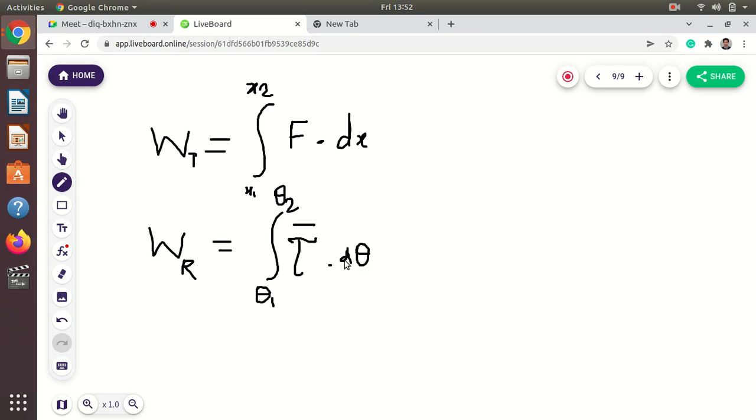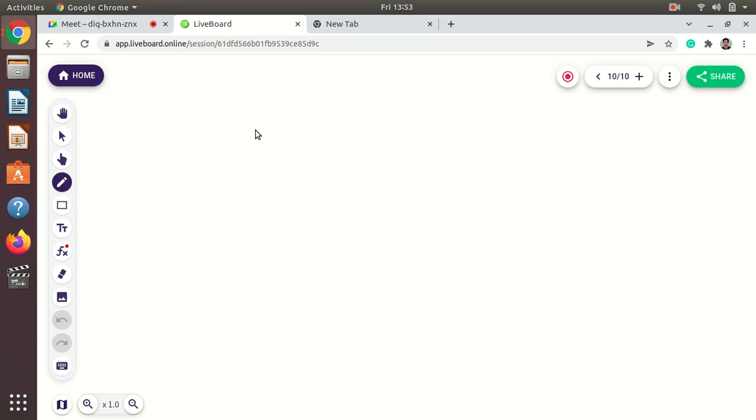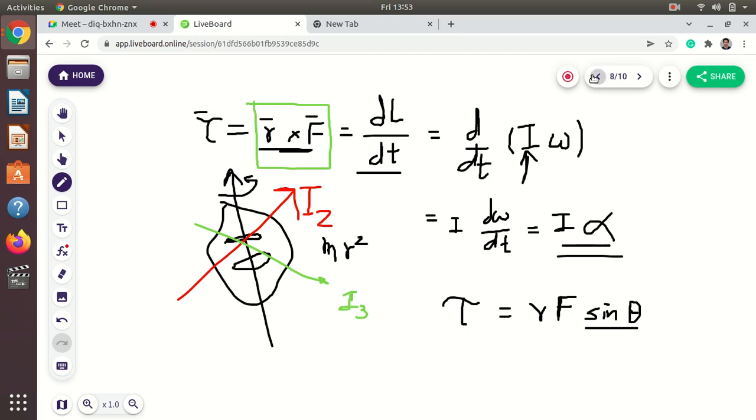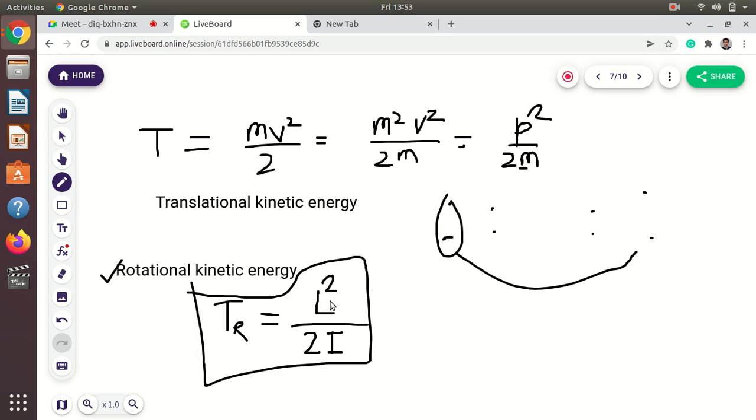So if the system is moving in a straight line, like, let's say the Earth is revolving around the Sun as well as rotating around itself, it will have translational kinetic energy plus rotational kinetic energy, right? So we will derive that part also. We have already written the kinetic energy, yes, L square upon 2I.